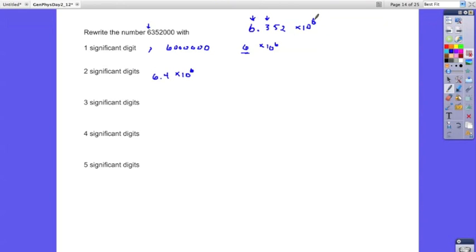Now the power of 10 doesn't change. I haven't multiplied or divided this by anything. The 6 that's here comes from all of those. We divided by 10 6 times to move our decimal over, and we haven't done anything to that, so it stays the same. Three significant figures. Well, the 6, the 3, and now the 5 can be significant. We have to round, but that's a 2, so the 5 stays a 5. So 6.35 times 10 to the 6th.